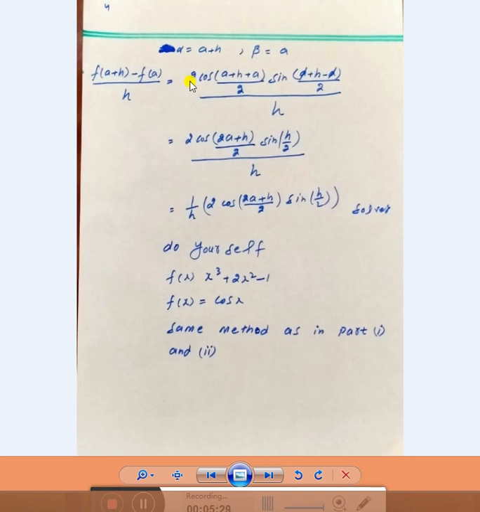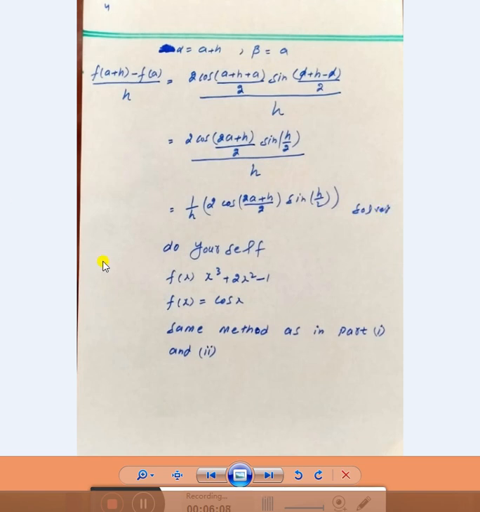So according to the formula, 2 cos((a + h + a)/2) × sin((a + h − a)/2). The a and a cancel in the second part. We have 2 cos((2a + h)/2) sin(h/2). Keep in mind, this 2 and this 2 cannot cancel each other, because one is a multiple and the other is the 2 of the angle. So we separate the h, 1 by h, into 2 cos((2a + h)/2) × sin(h/2). This is our solution.